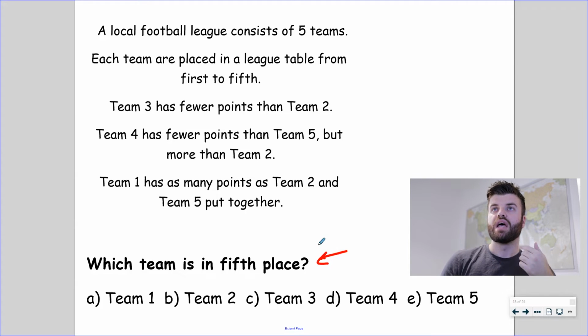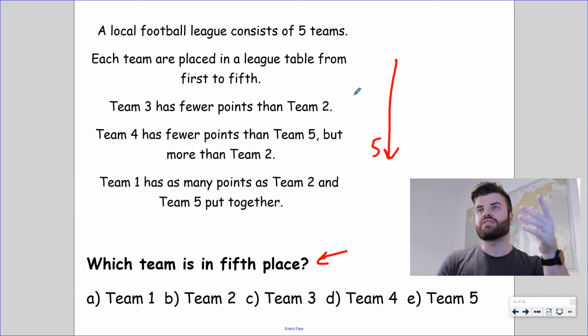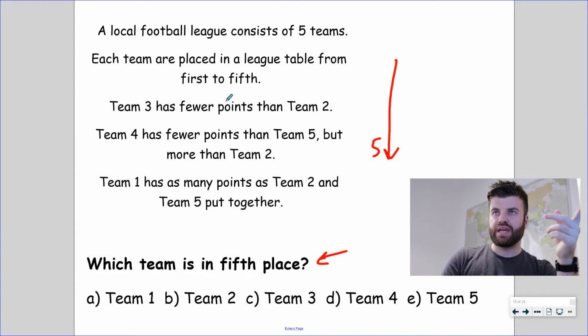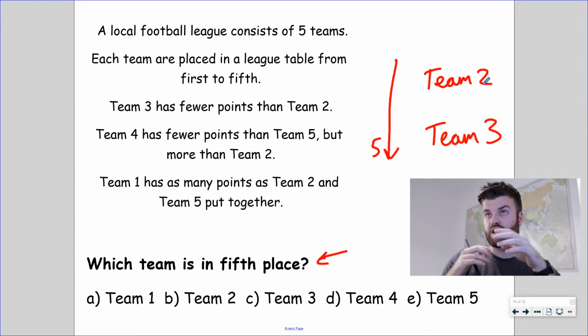Okay, so let's read. A local football league consists of 5 teams. Well, 5th would be last then, so I'm looking for last. I'm looking for the person that's the lowest. Okay, the team that's the lowest. Each team are placed from 1st to 5th, sure. Team 3 has fewer points than Team 2. So I'm just going to write Team 3 lower than wherever Team 2 will be. So Team 2 is higher. I don't know where exactly, but I've done it higher and lower.